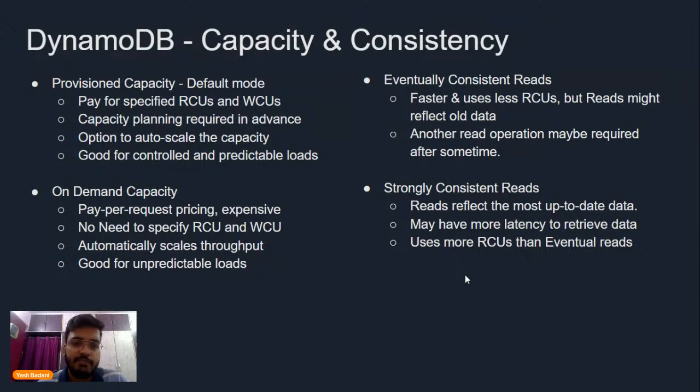And you can plan your capacity if you have predictable workloads, right? And you can auto scale the capacity as required. That's an option, and that's good for provisioned capacity, which is the default mode. How to plan capacity depends on the amount of data you are trying to write or retrieve, right?